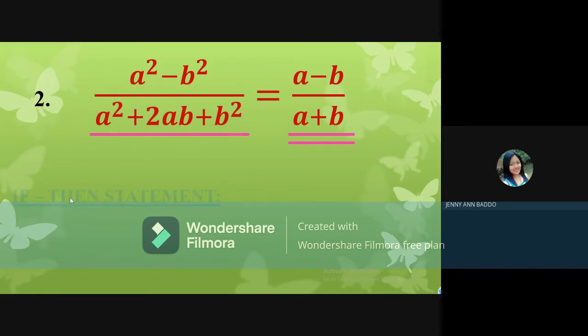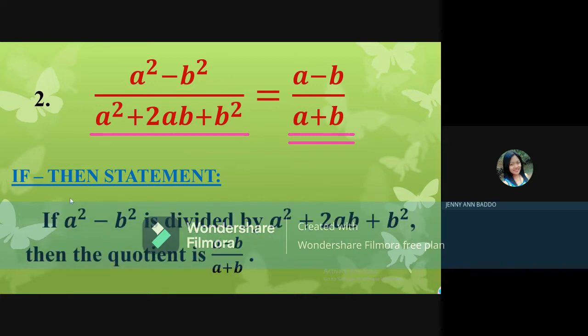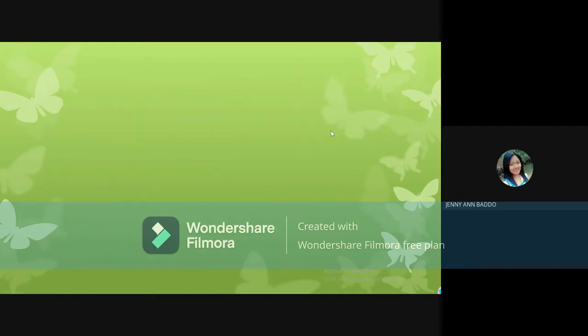Now, how are we going to change it into an if-then statement? Take note, a fraction bar implies division. Therefore, we can say that if a squared minus b squared is divided by a squared plus 2ab plus b squared, then the quotient is a minus b over a plus b. Let us have another example.